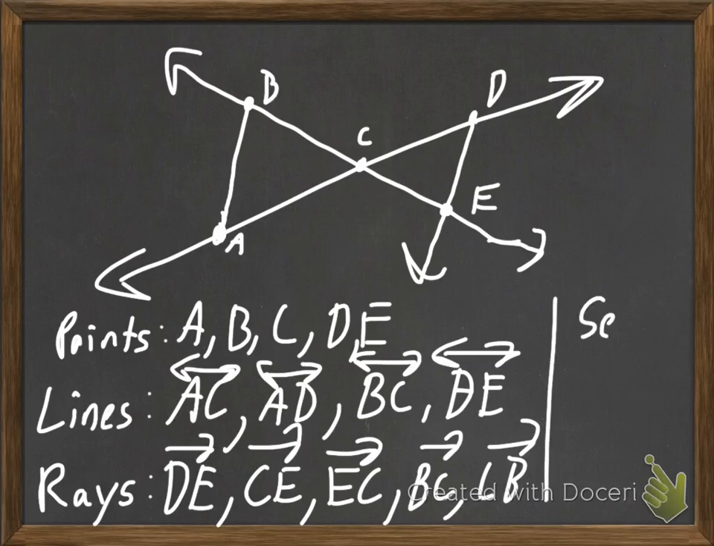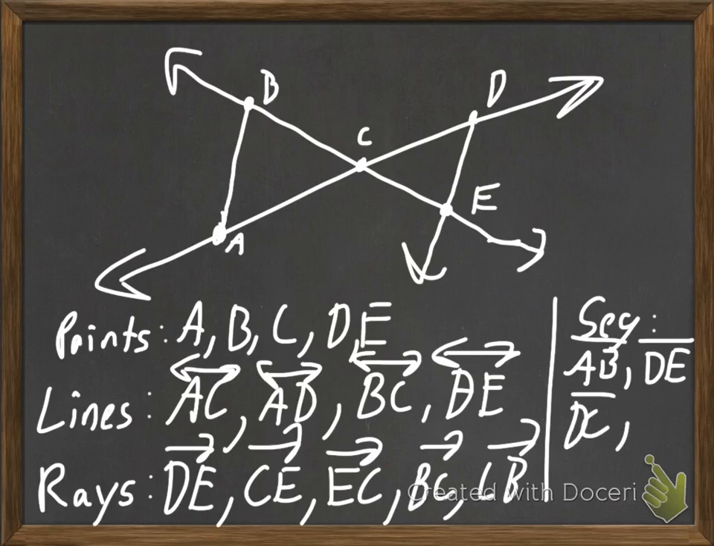So, some segments. AB is the obvious one because it looks like one. We could also say DE. You could say DC. You'd say CA. There's several segments here as well. I'm not going to list all of them, but there are several there.